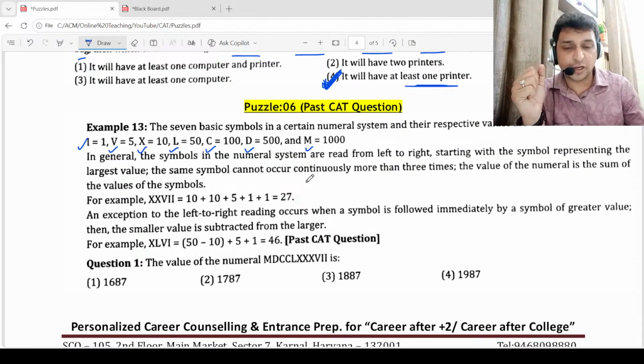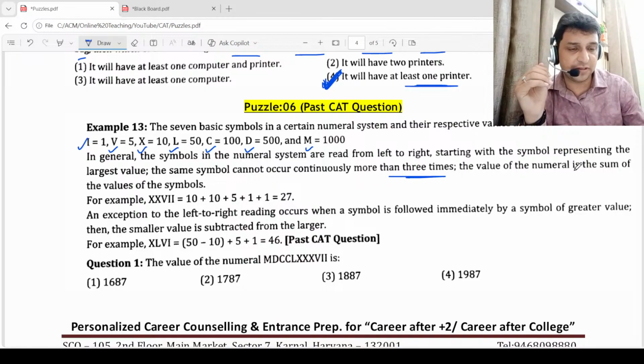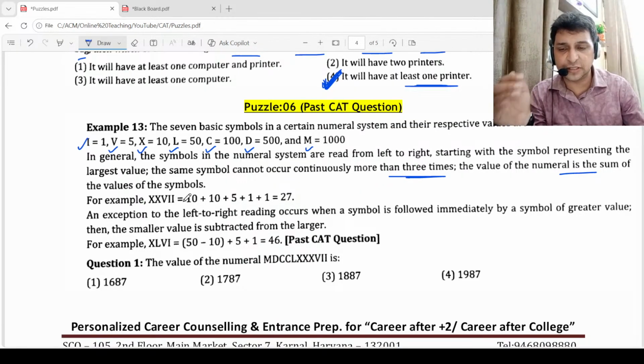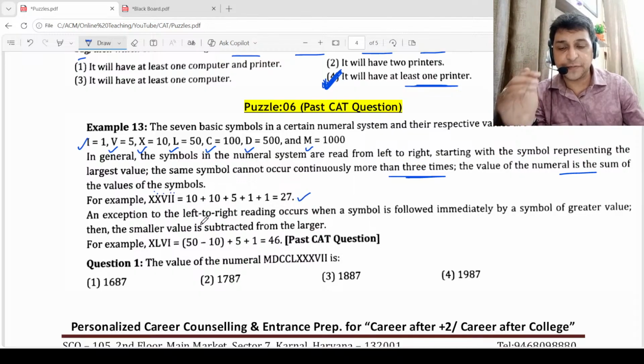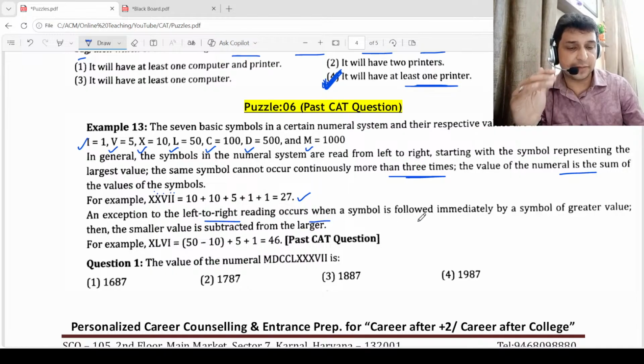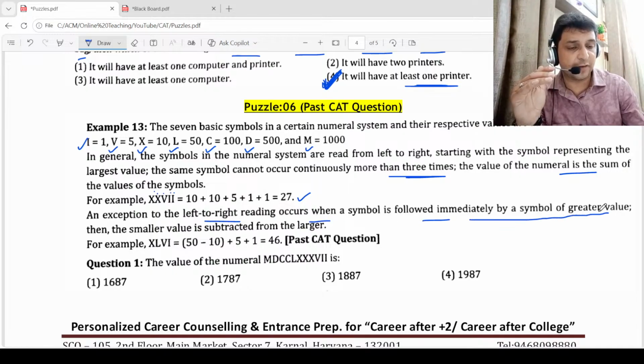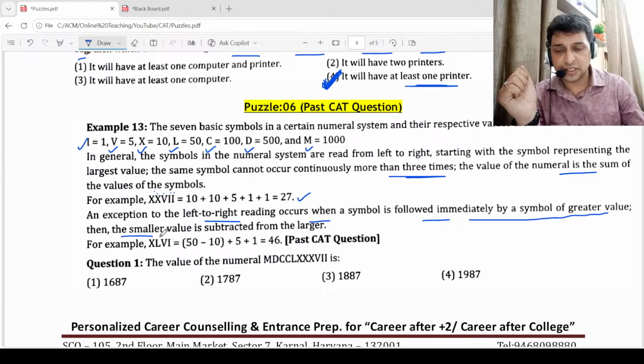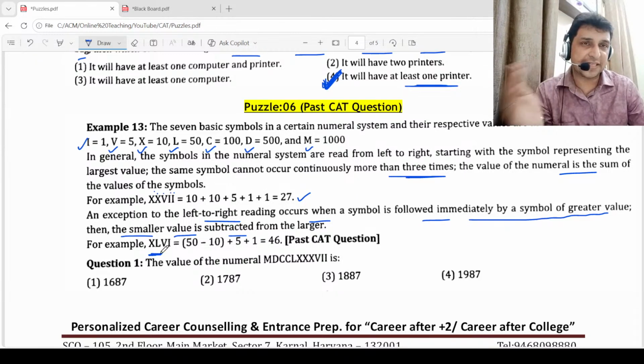The same symbol cannot occur continuously more than 3 times. The value of the numeral is the sum of the values of the symbols. So 10 plus 10 is 20, 20 plus 5 plus 1 plus 1 is 27. An exception to the left to right reading occurs when a symbol is followed immediately by a symbol of greater value. Then the smaller value is subtracted. For example, XL will be 50 minus 10, 40.